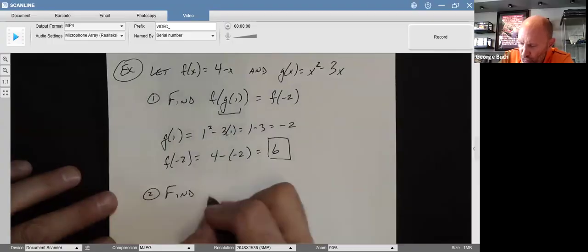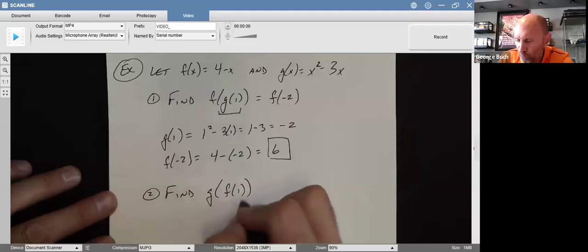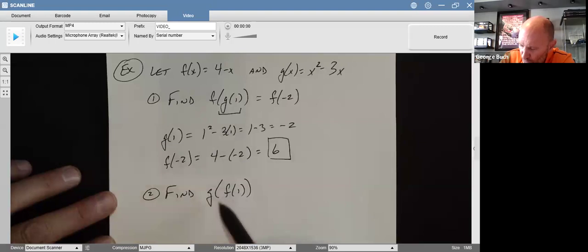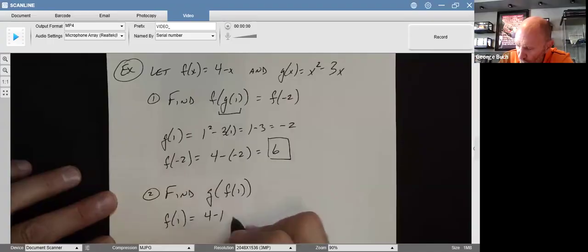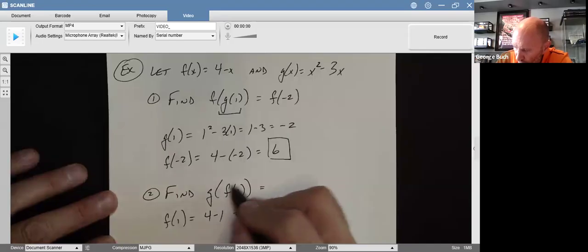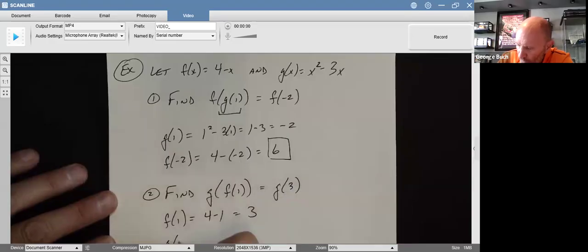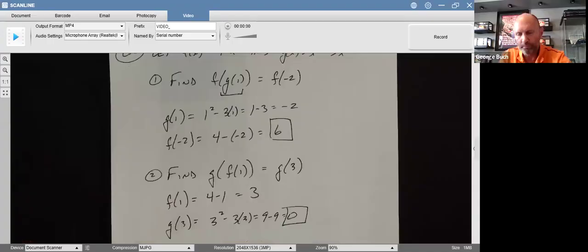What if we want to find g of f of 1? So first it was f of g of 1, now it's g of f of 1. So again, I'll work from the inside, figure out what's f of 1. Well, that's 4 minus 1, which is 3. So f of 1 is 3, so this is really asking me what is g of 3. So calculate that, plug it in, I get 3 squared minus 3 times 3, which is 9 minus 9, which is 0. So the answer for g of f of 1 is 0.